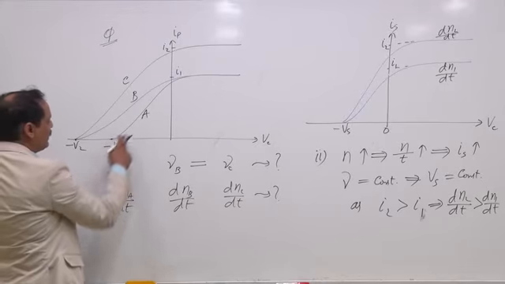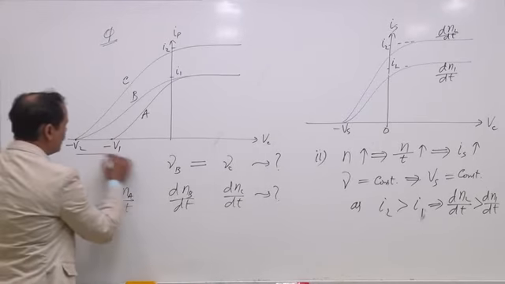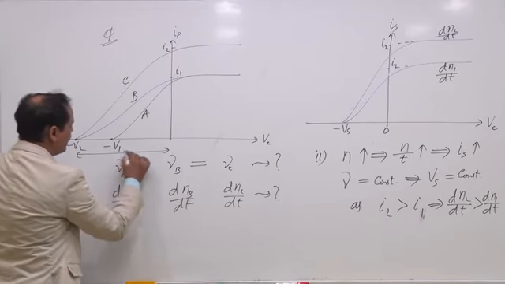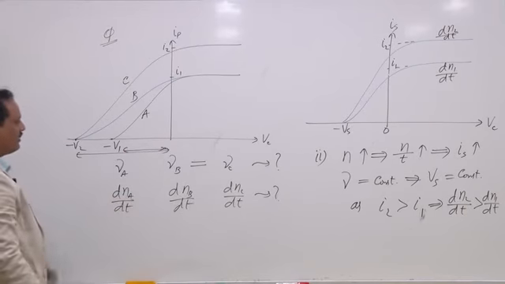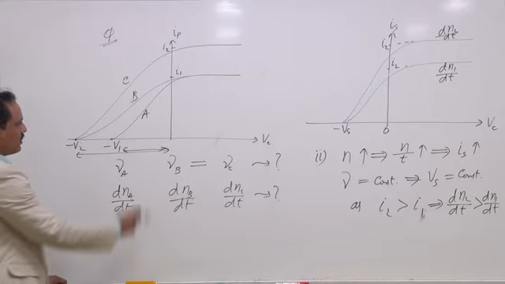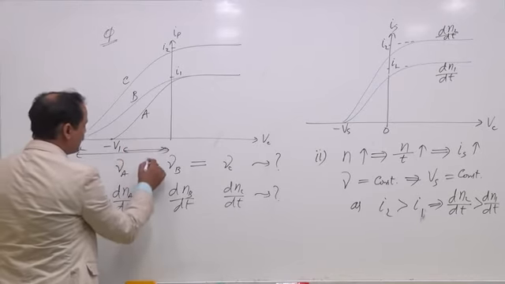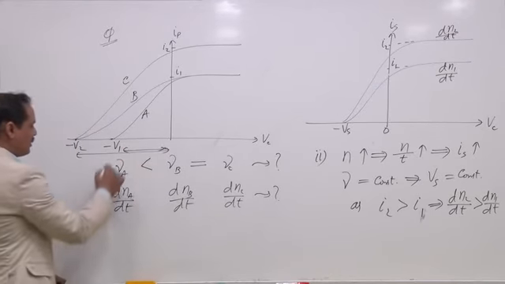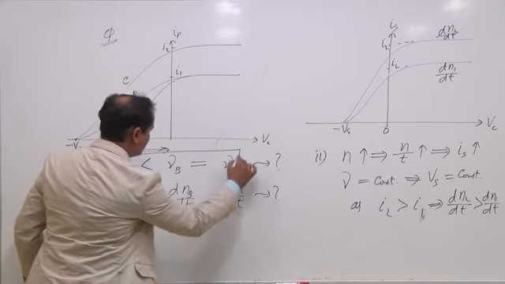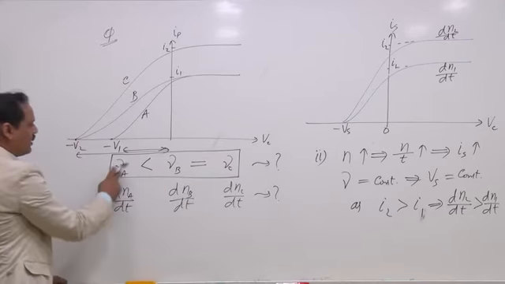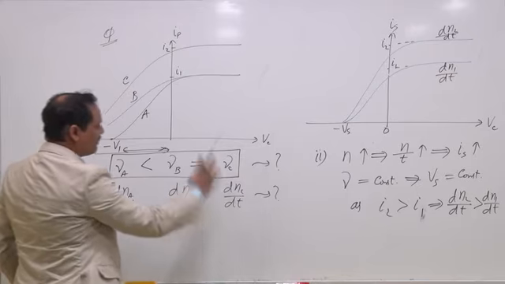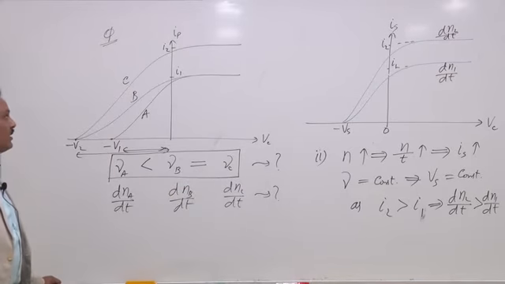Now the stopping potential for A is less. The magnitude V2 is greater than the magnitude V1. So V1 is less. As the stopping potential is less, the frequency of A is less. So the relation between frequencies: nu A is less than nu B, and nu B is equal to nu C. That's the relation among frequencies.